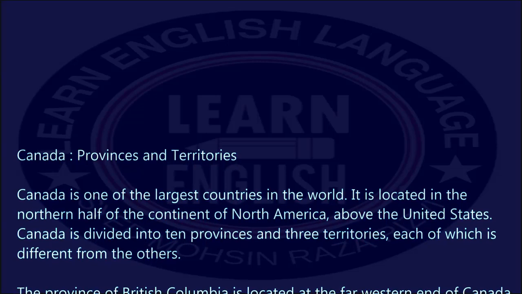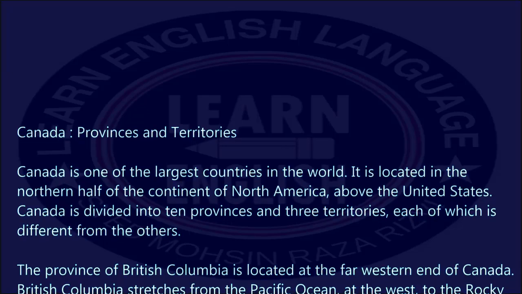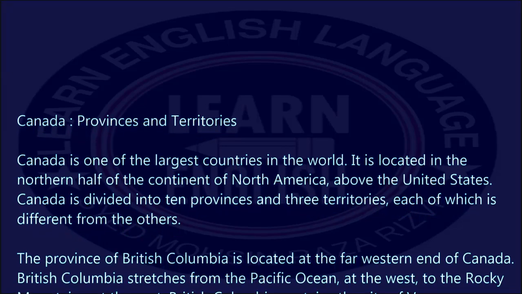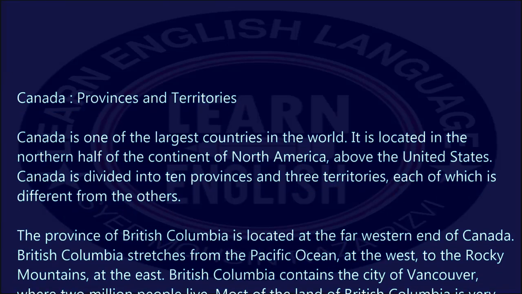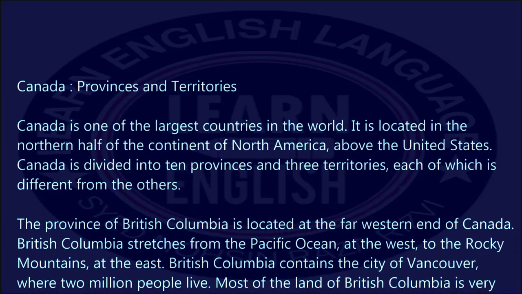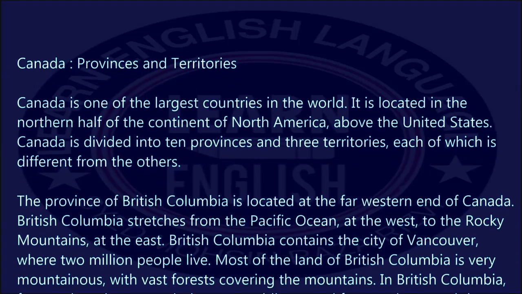The province of British Columbia is located at the far western end of Canada. British Columbia stretches from the Pacific Ocean at the west to the Rocky Mountains at the east. British Columbia contains the city of Vancouver, where 2 million people live.